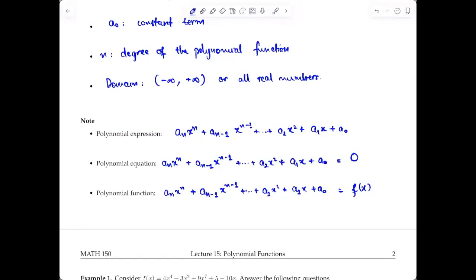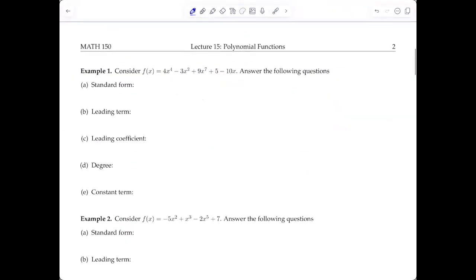All right, so again, by convention, polynomial functions or expressions or equations are usually written starting from the highest power down to the lowest power. So let's consider the following example. I give you this polynomial function of the form 4x to the fourth minus 3x squared plus 9 times x to the 7 plus 5 minus 10x. Can you rewrite this function in standard form? That means start from the highest power and write it down to the lowest power.